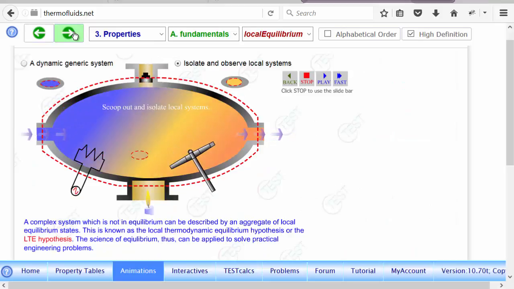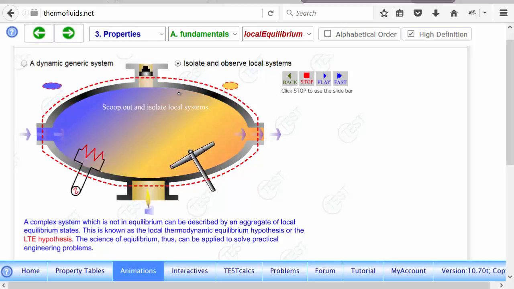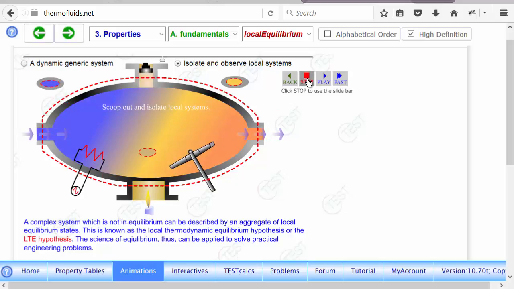To understand that, think of this concept that even though in this animation we are showing a global system which is in flux, things are changing everywhere with time, with space, but at any given time, if you quickly isolate some local systems, in other words, in your mind you just scoop them out and isolate them, you will find that their state generally do not change over time. Imagine the concept. Even though the global system is not in equilibrium, what we are proposing is that locally these little systems are in equilibrium.